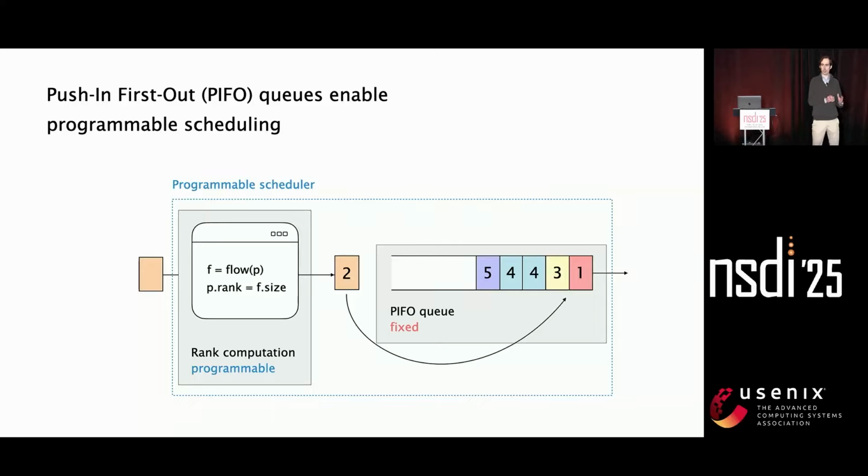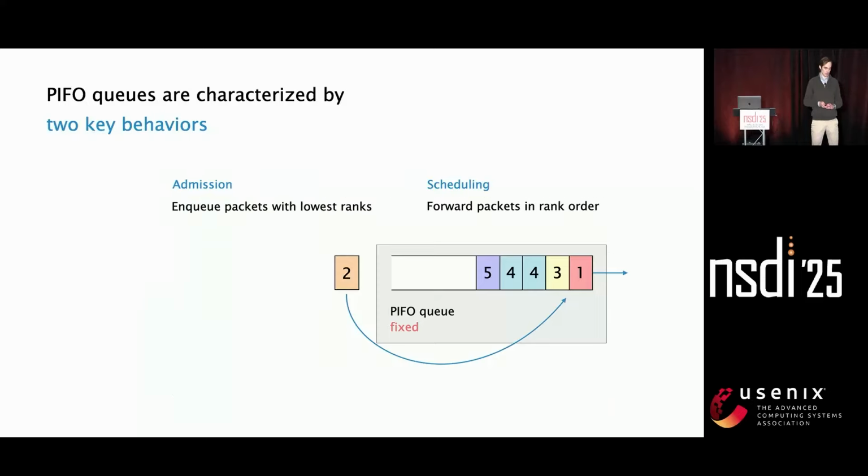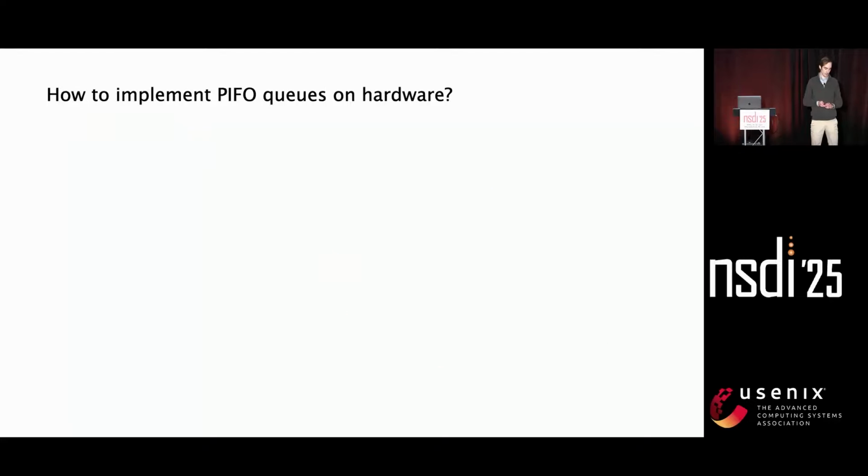So the rank computation part is the programmable part where the operator defines the priorities with which the packet should be scheduled, and the PIFO queue is fixed, that essentially just sorts packets at line rate based on these ranks that we have defined. PIFO queues can be characterized by two key behaviors. An admission behavior, they always admit those packets with the lowest ranks, and a scheduling behavior, they always send first those packets with the lowest ranks.